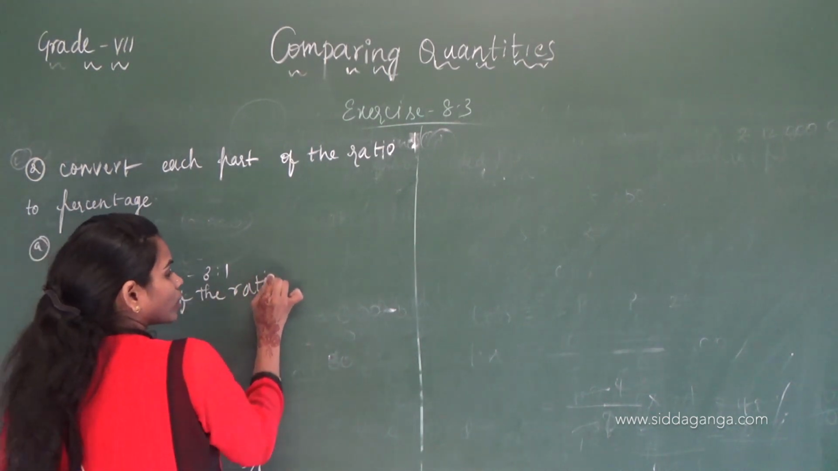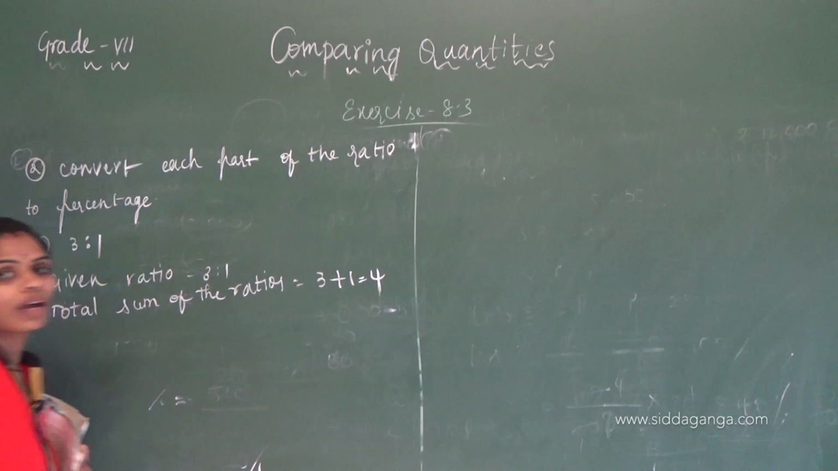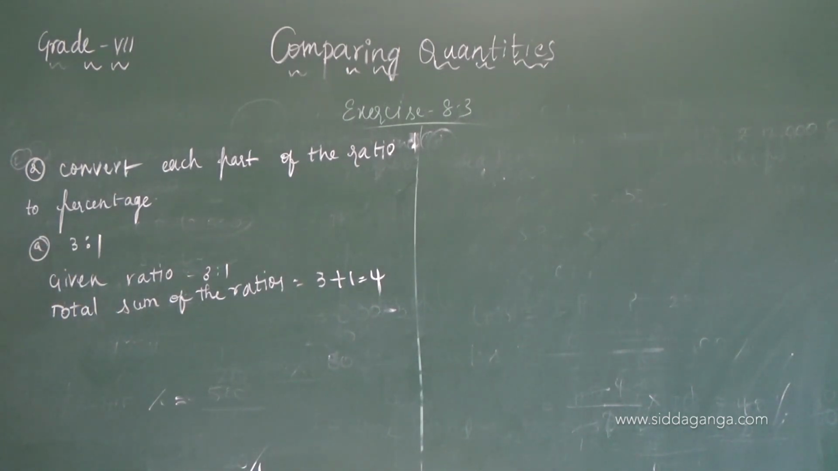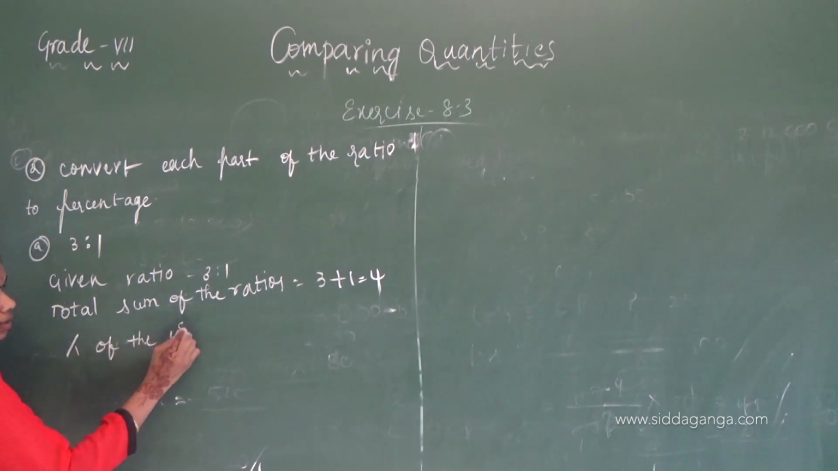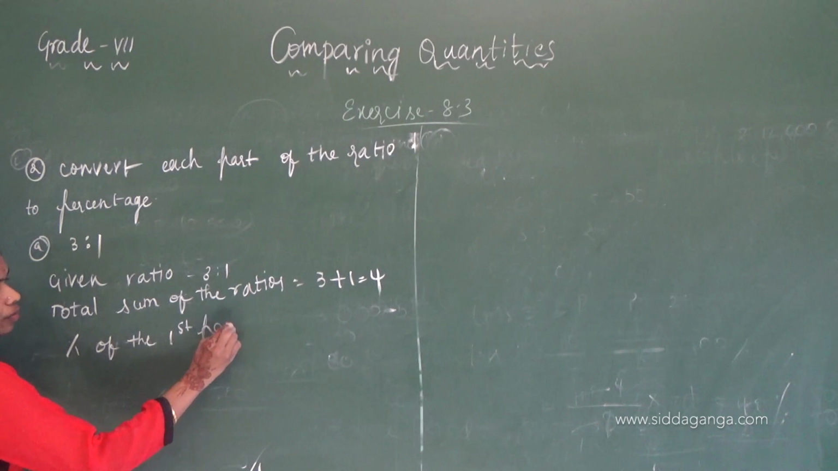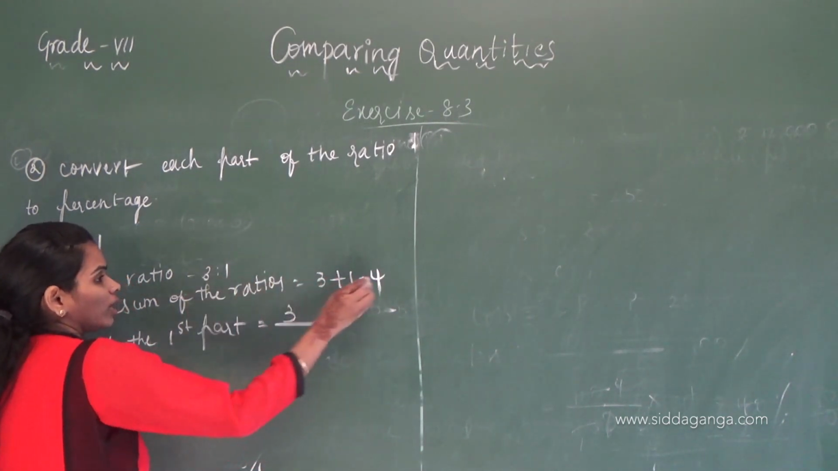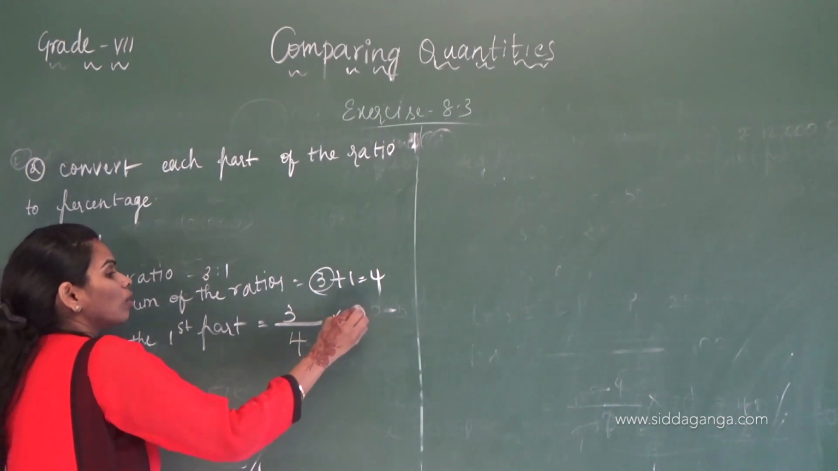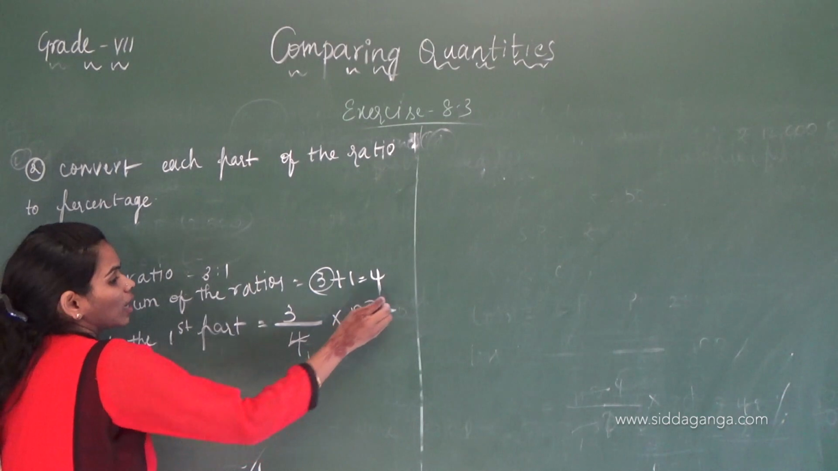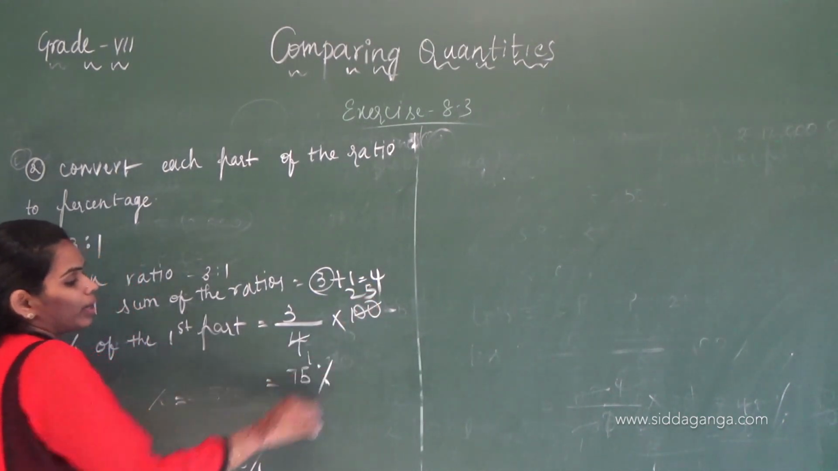What is the sum of the ratios? 3 plus 1 equals 4. The percentage of the first part: 3 divided by 4. The first part, 3, divided by the sum of the total parts, into 100. Now 1s are 25, 3s are 75%.